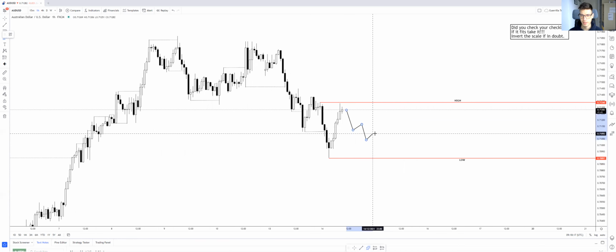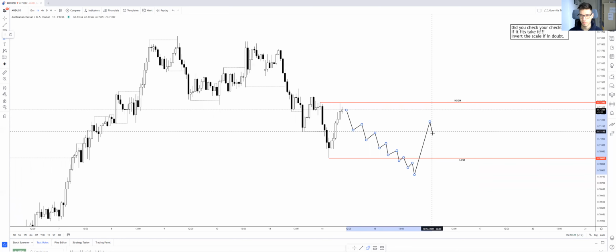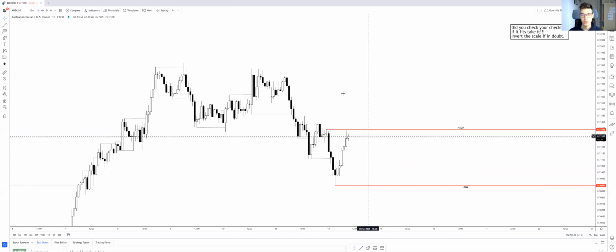Or if we do get a nice clean descending structure that is breaking the lows and retracing, impulse to the upside, I will look also for a trade. So yeah, that's it for the Aussie.